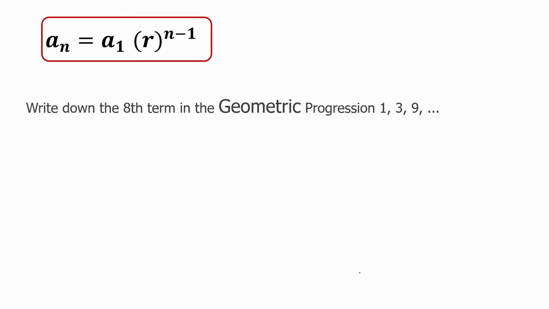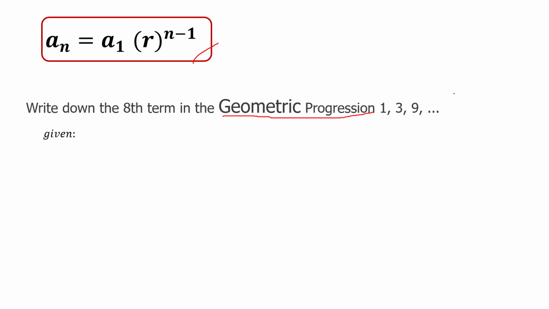So write down the 8th term in the geometric progression 1, 3, 9. If you notice, this problem states or indicates that this is a geometric progression. Yung kanina hindi nakasulat. Okay? So in this case, alam natin geometric, automatic, we will use this formula kasi sinabi niyang geometric progression. Okay? So we will get the given.